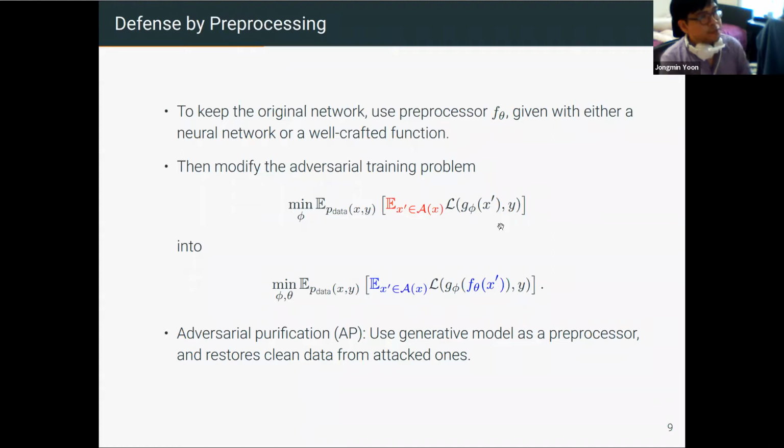And this defense by preprocessing is done this way. First, keep the original network and use a preprocessor network F theta. Theta can be either parametric or non-parametric, so F theta is given with either a neural network or a corrective function. Then we modify the adversarial training problem: the red side is the adversarial training problem and the blue side is the defense by preprocessing. By doing the defense by preprocessing, we can leave the high quality original network. Then adversarial purification is a type of this defense by preprocessing that uses a generative model as a preprocessor and restores clean data from attacked ones.